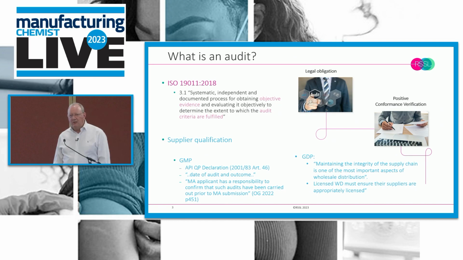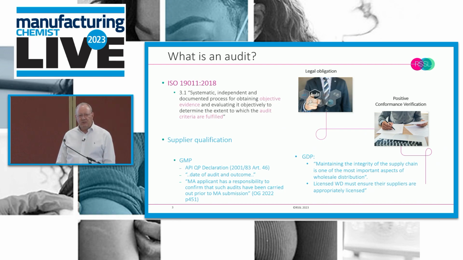There is a requirement and a mandate enshrined in the legal corpuses: GMP, GDP, audits must be achieved. Look at the API QP declaration, and interesting in that declaration, the date of the audit and the outcome must be recorded. This was straight from the new 2022 Orange Guide. The marketing authorization applicant has a responsibility to confirm that such audits have been carried out prior to the submission in the application phase.